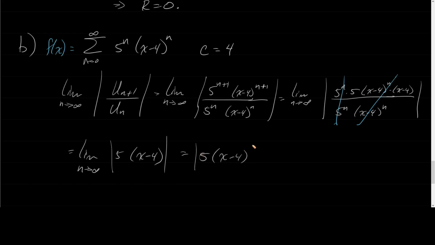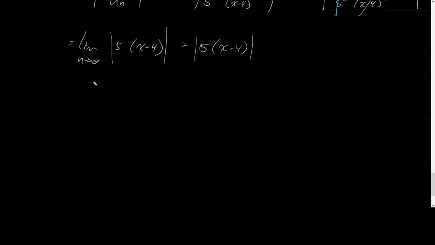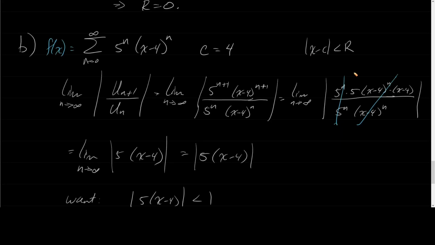But we want that to be less than 1. We want the absolute value of 5 times (x minus 4) to be less than 1. But recall that we want this in the form of the absolute value of x minus c is less than r, and our center here is 4. So we want x minus 4 to be less than some r.